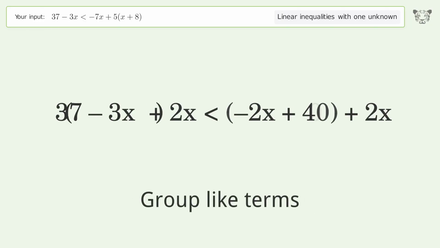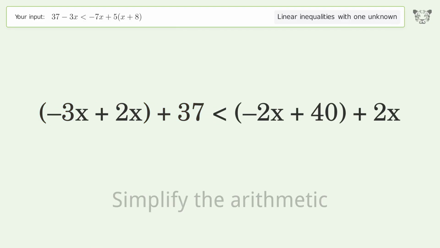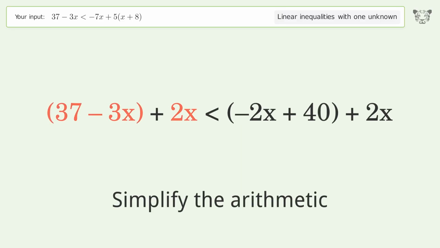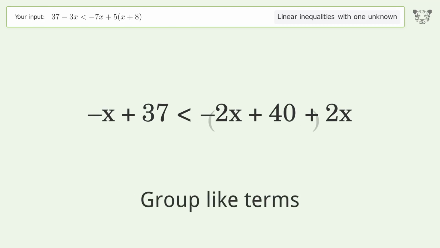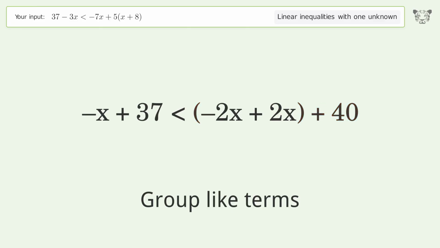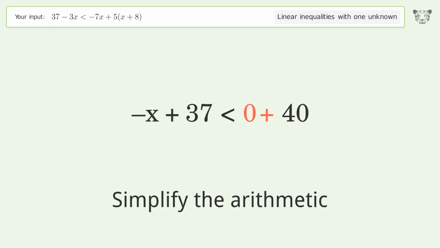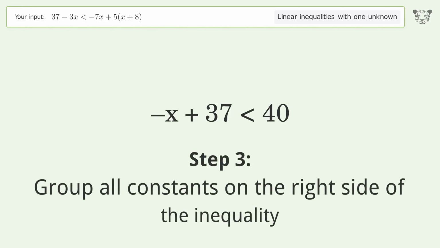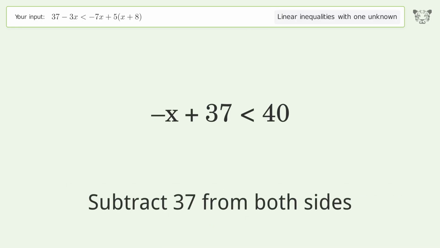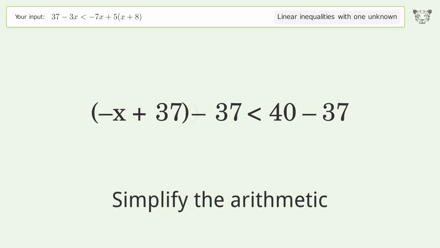Group like terms. Simplify the arithmetic. Group like terms. Simplify the arithmetic. Group all constants on the right side of the inequality. Subtract 37 from both sides. Simplify the arithmetic.